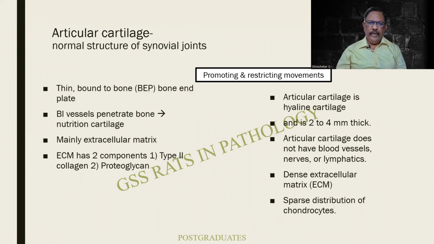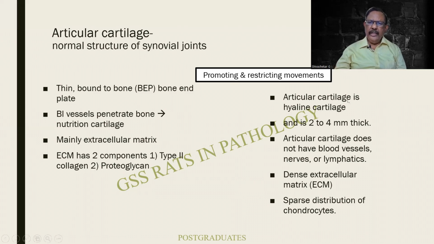The cartilage itself is mainly supported by the extracellular matrix, which has got two components, namely collagen type 2 and proteoglycan. These words we can never afford to forget, because when you go into the molecular and the genetic basis of this, these words will continue to haunt us.